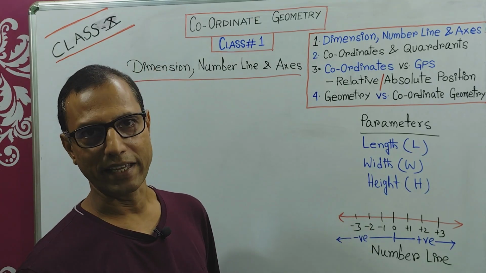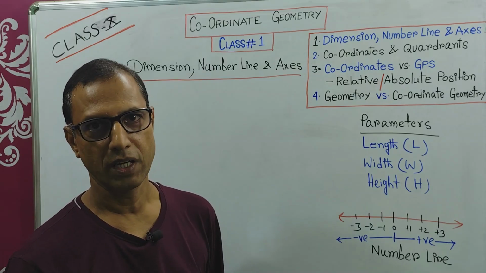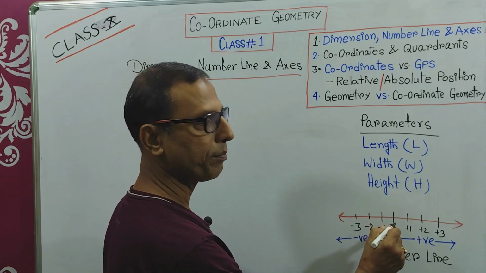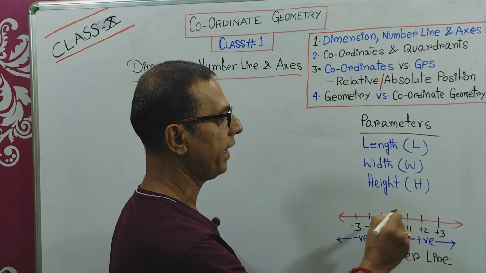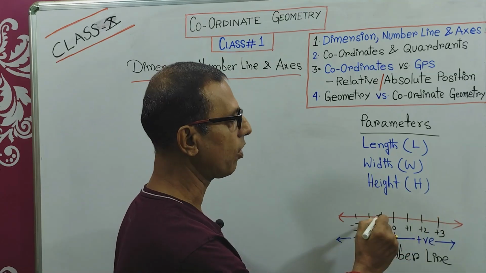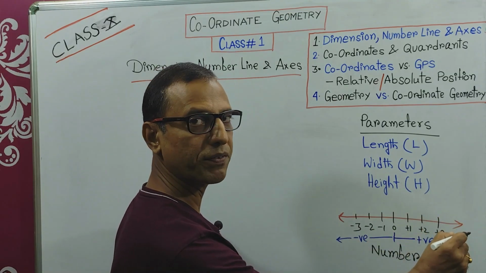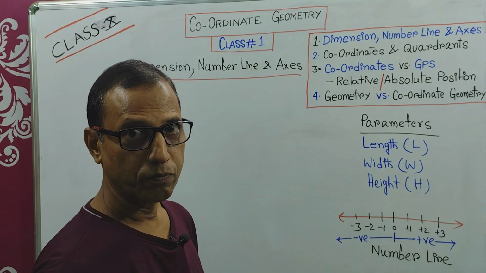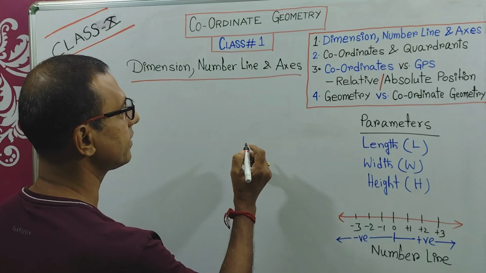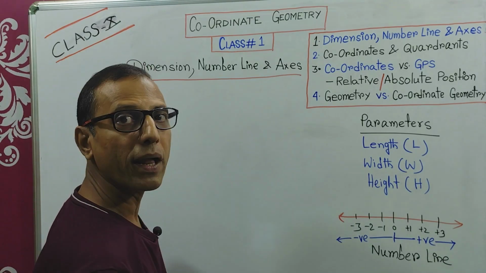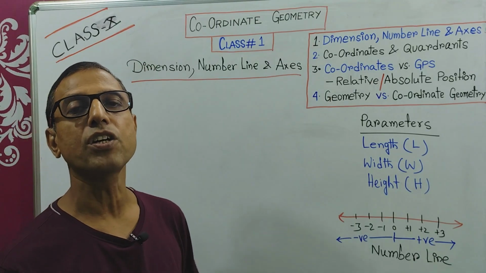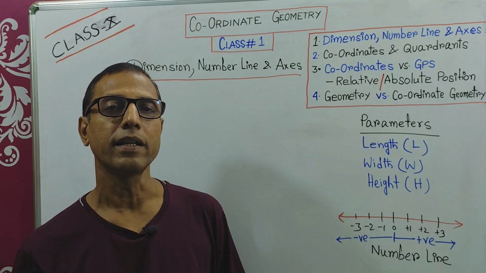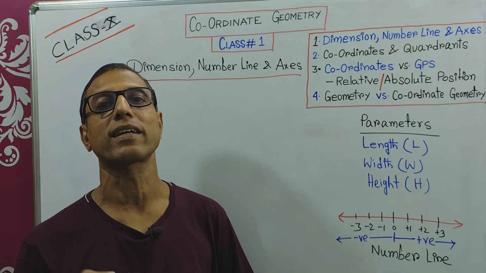Number line is a line where you can plot any real numbers. On the number line, you have 0 in between. The right side of 0, along the number line, is the positive direction, and the left side of 0 is the negative direction. Now what is axis? Axis is when two number lines intersect each other perpendicularly. Those two are called axes.